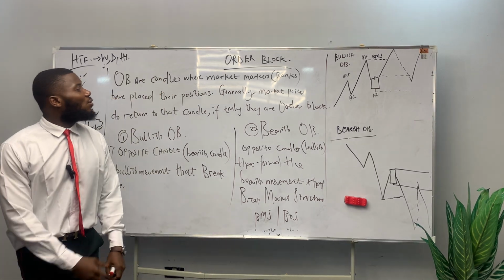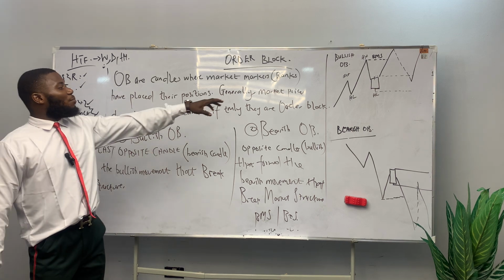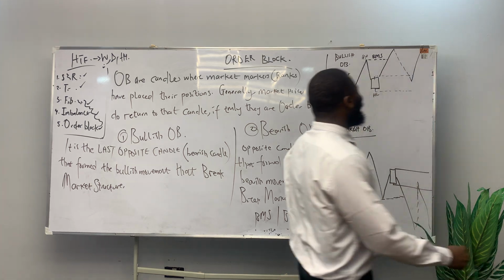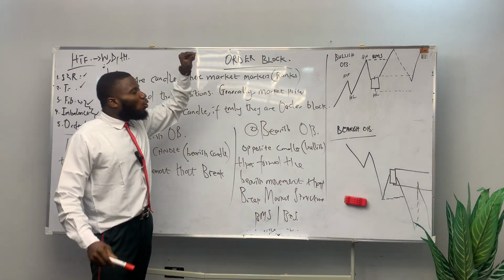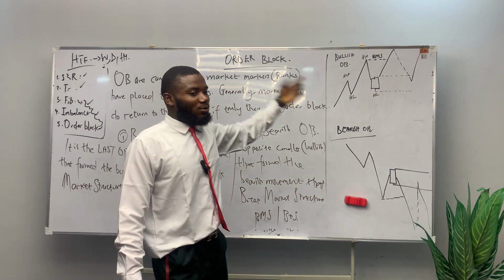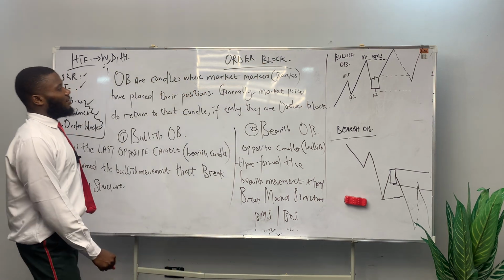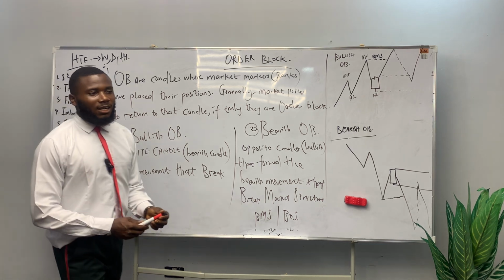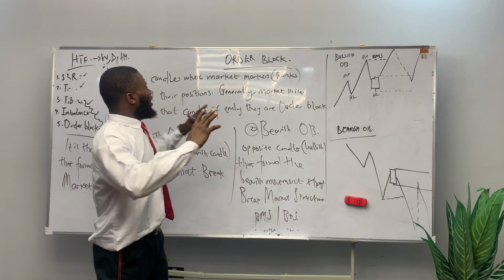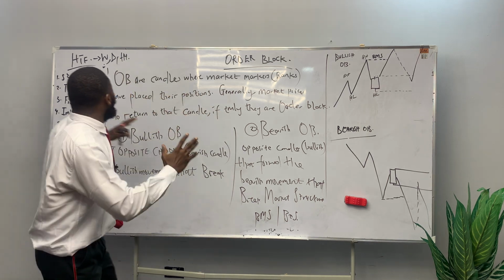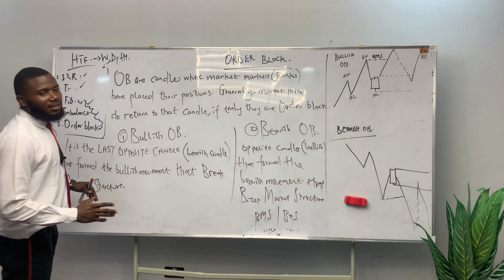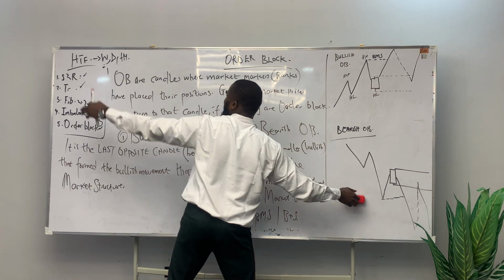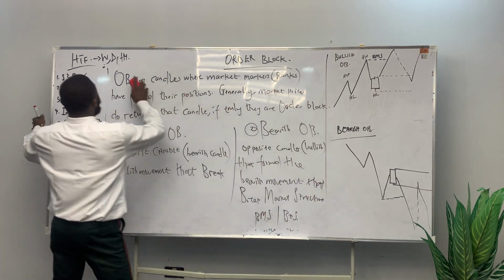It's very, very simple. So according to the definition, you see that that's where market makers place their positions. So market will generally go back to that candle before it continues the movement. Right? So let me draw a picture that shows everything: support and resistance, trend line, fib, imbalance, and order block. Let's see how it is.